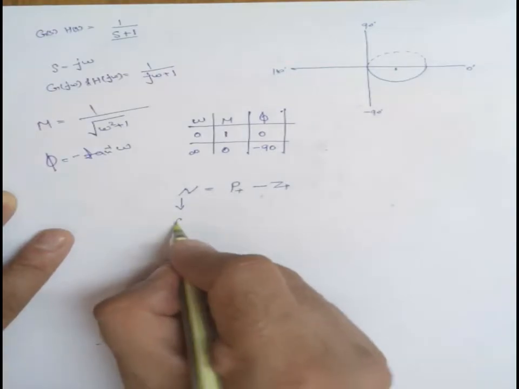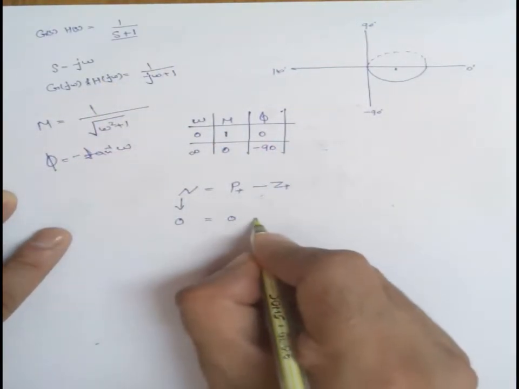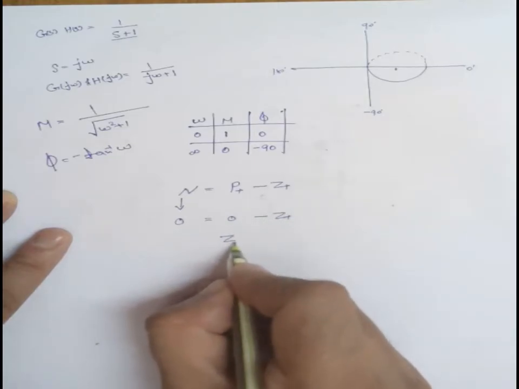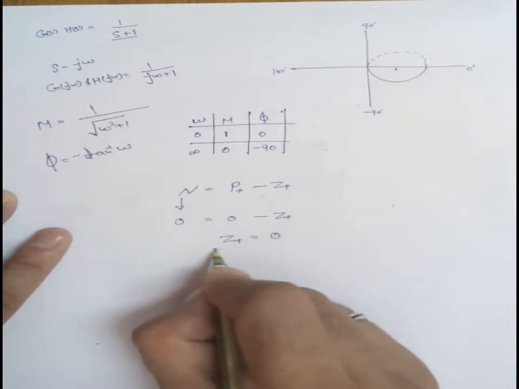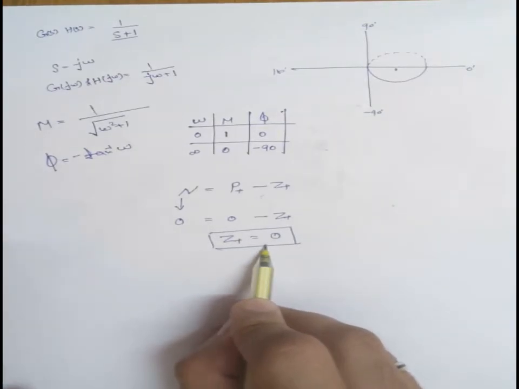Encirclement of minus 1 is 0. Number of poles in right half of s plane is 0, so Z plus is 0. So my system is stable because there is no closed loop pole in right half of s plane.